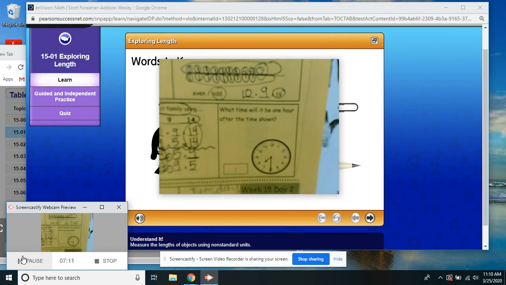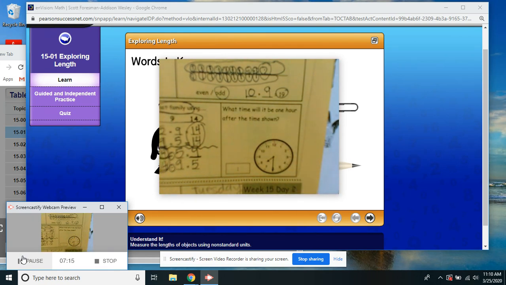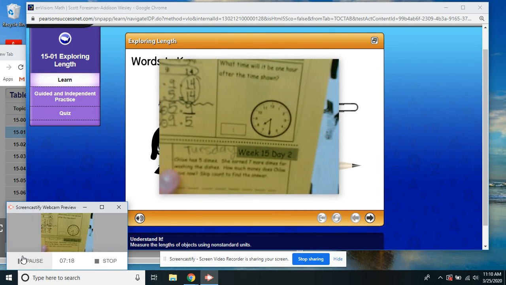All right. Finally, what time will it be 1 hour after the time shown? I want you to look at this clock.